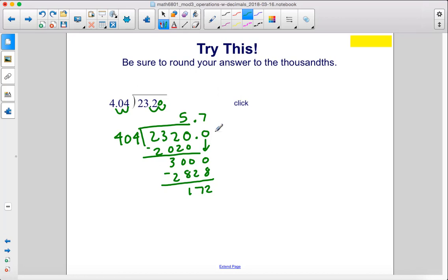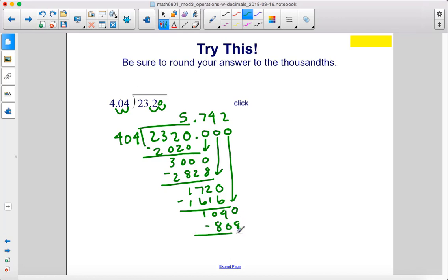172 is less than 404, so let's bring another 0 down. All right, 404 goes into 1720 4 times. 4 times 404 is 1616. When you subtract those, you get 104. 104 is less than 404, so let's add another 0. All right, so 404 goes into 1040 2 times. 2 times 404 is 808. When you subtract those, you get 232. 232 is less than 404, so let's bring down another 0.